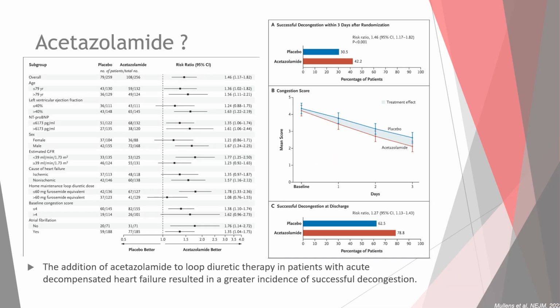What about acetazolamide? This wasn't really a well-done study, and they used a lot of restrictions on which patients were included or excluded, so I wouldn't take much guidance from this study. But what they concluded is the addition of acetazolamide to loop diuretic therapy in patients with acute decompensated heart failure resulted in greater incidence of successful decongestion.